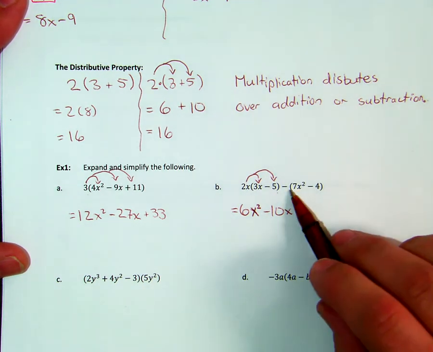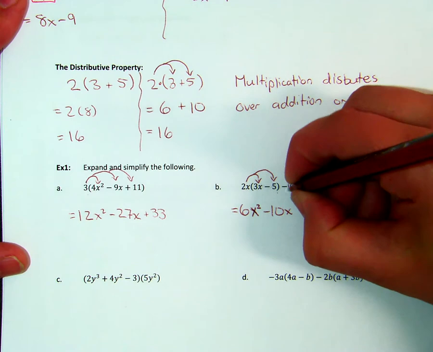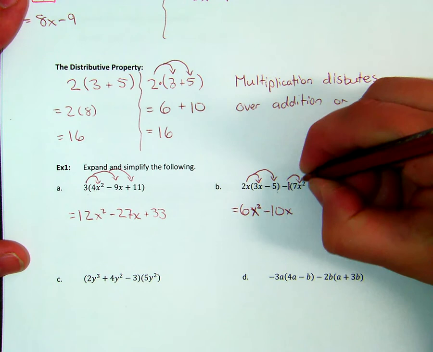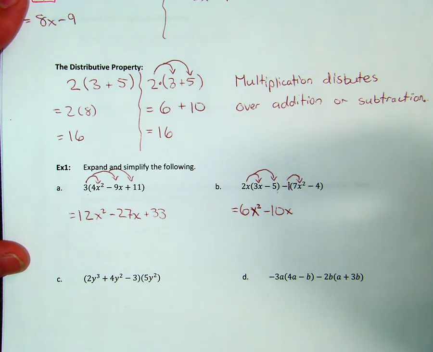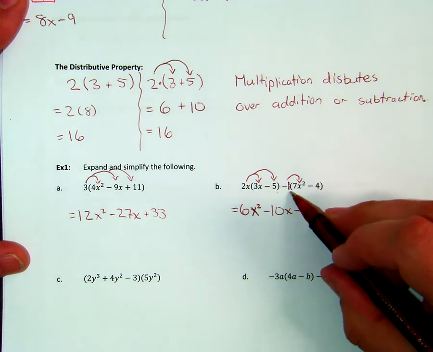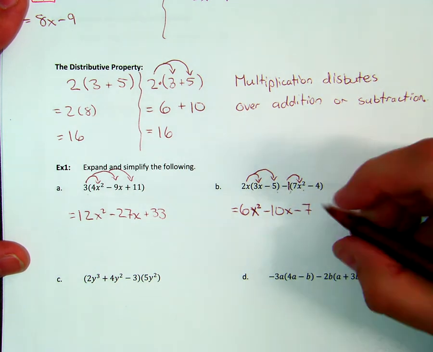For this guy with the minus sign, you have to remember that there's a 1 here. Whenever there's not a number written, it's a 1. So this means negative 1 times 7x squared. So negative 1 times positive 7 would give me negative 7. I don't have any x's here, and I have an x squared there, so that would give me 7x squared.